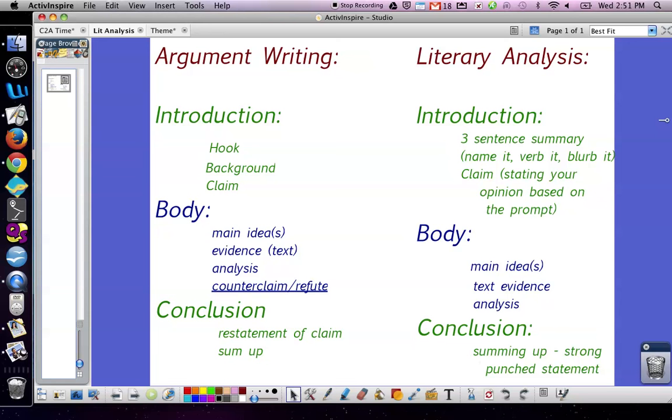And finally, you're going to have a conclusion. Your conclusion is a summing up of what you've already said. A strong punch statement does a really good job of that, so that's a good technique to use, although it is not the only technique that you can use. All right, well, that's it in a nutshell. Argument writing versus literary analysis. Good luck writing your literary analysis on the theme of Thank You, Ma'am.